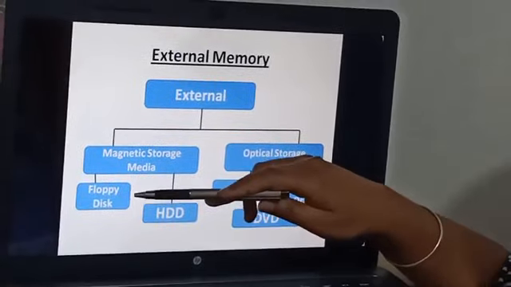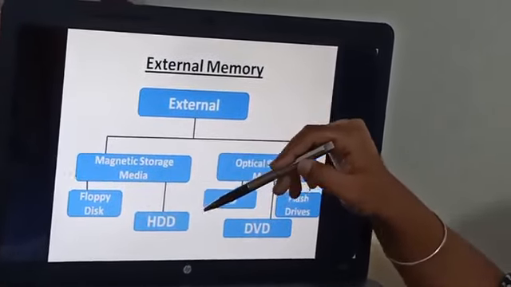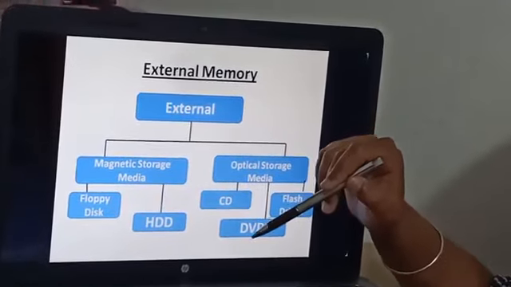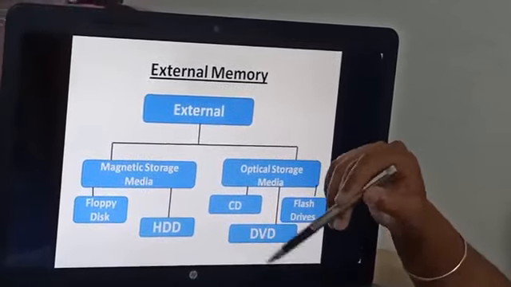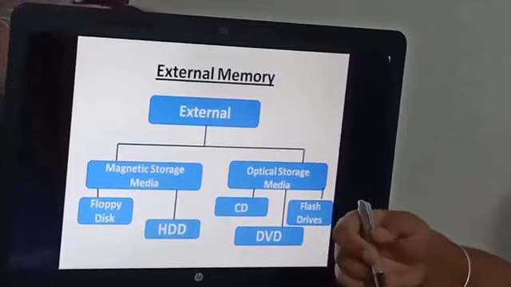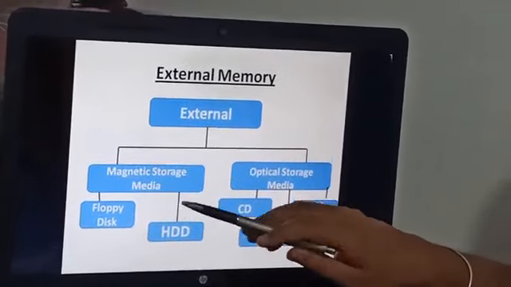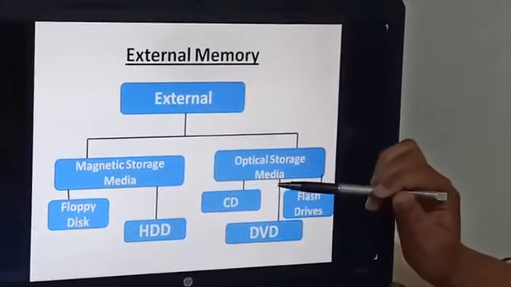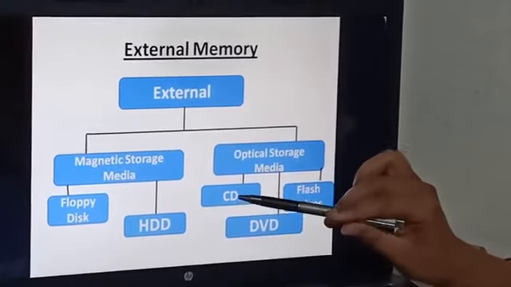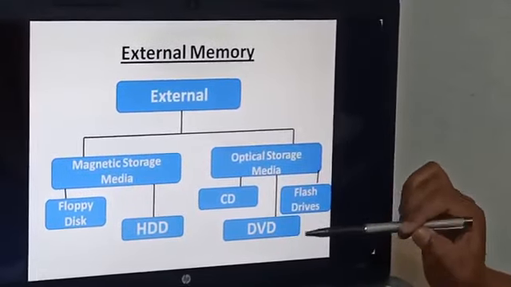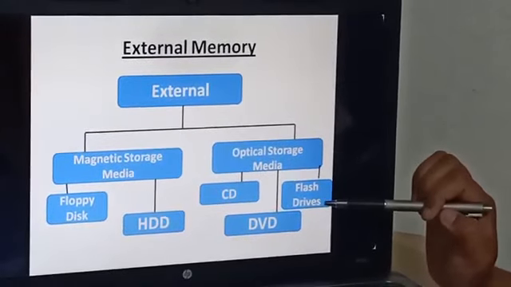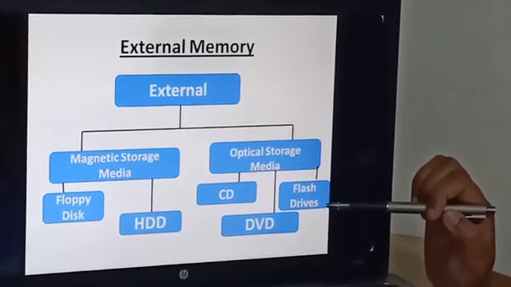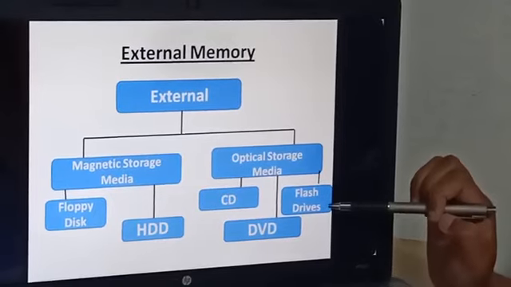Floppy disks are not in use nowadays. Hard disk drive is the one which we use in our daily life. A hard disk is already installed in your CPU and you can add one externally also. A hard disk can store a lot more data using the electromagnetic technique. Optical storage media has different examples like CD, compact disc, DVD, digital versatile disc, and flash drive. Flash drives can be of several types, like your pen drives, like your memory chips which you insert in your mobile. Those are all examples of flash drives.